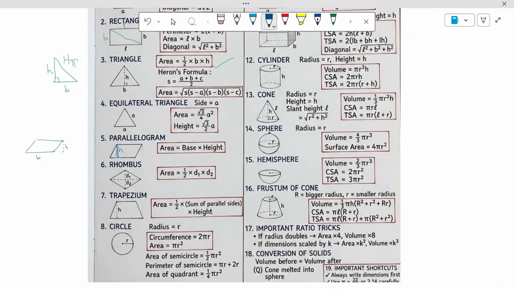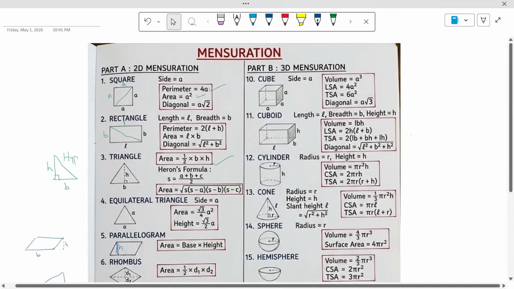Parallel sides is, let's take another example of a trapezium. Now here the parallel sides are this, and distance between the parallel sides is the height. And in this case of trapezium, our height is already marked. Then circle, we know the circle, circumference, area of semicircle, perimeter, area of quadrant, and all this. Let's come to the 3D mensuration.